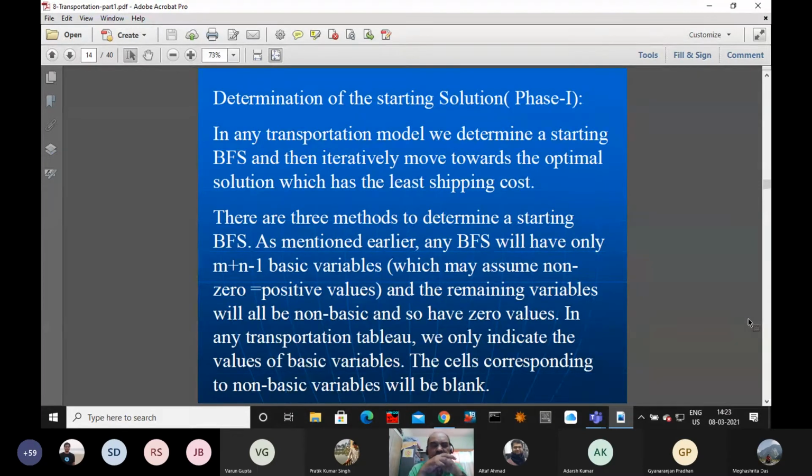So we are discussing the phase 1 solution, the determination of the starting solution. In any transportation model, we determine a starting basic feasible solution and then iteratively move toward the optimal solution, which is the least transportation cost or minimum shipping cost. There are 3 different methods, as I mentioned already: the northwest corner rule, the least cost method, and Vogel's approximation method. We'll discuss only the first 2, not the third one. The third one is a little lengthier.